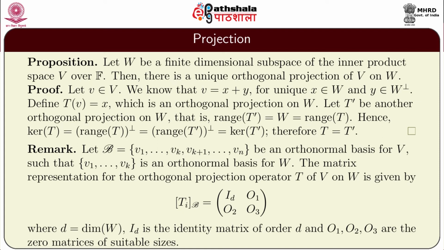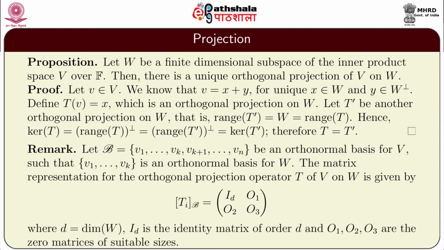Therefore, kernel of T, which is range of T perp, which is the same as range of T' perp, and that is kernel of T', and therefore T is equal to T'. Now, a remark: let B, the set of the vectors V1, V2 and so on up to Vk, Vk plus 1 and so on up to Vn, be an orthonormal basis for the vector space V, such that the set of the first k vectors, that is V1 and so on up to Vk, is an orthonormal basis for W.